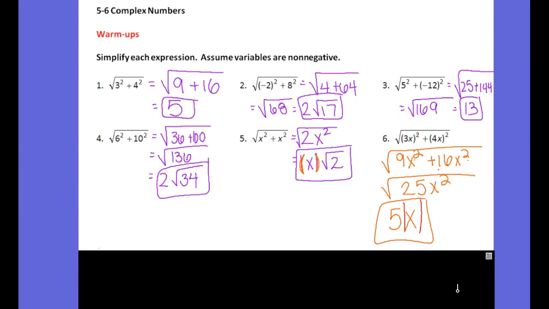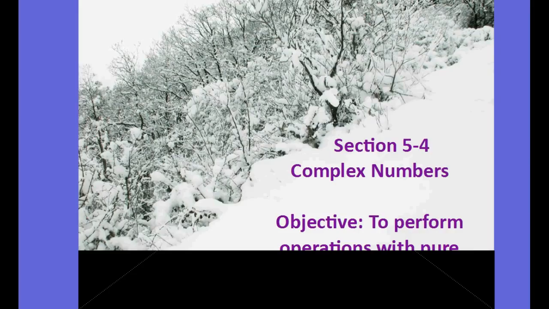For the longest time, if you plugged into your graphing calculator something like the square root of a negative number, it always gave you an error. Now we're going to learn how to take square roots of negative numbers. We're going to learn how to avoid that error. So complex numbers allow us to essentially take square roots of negative numbers.